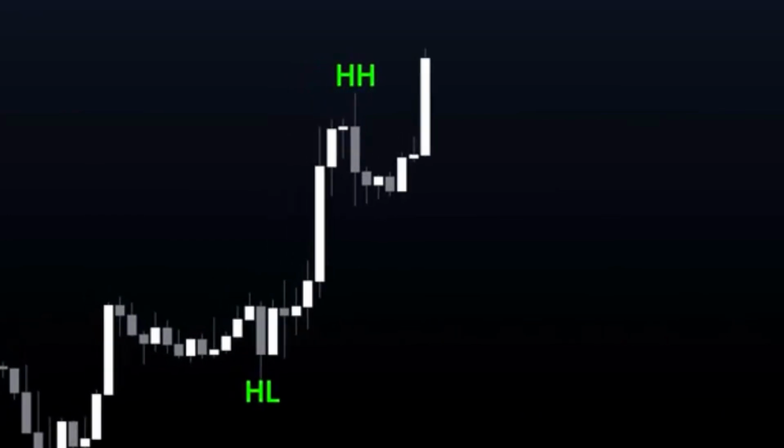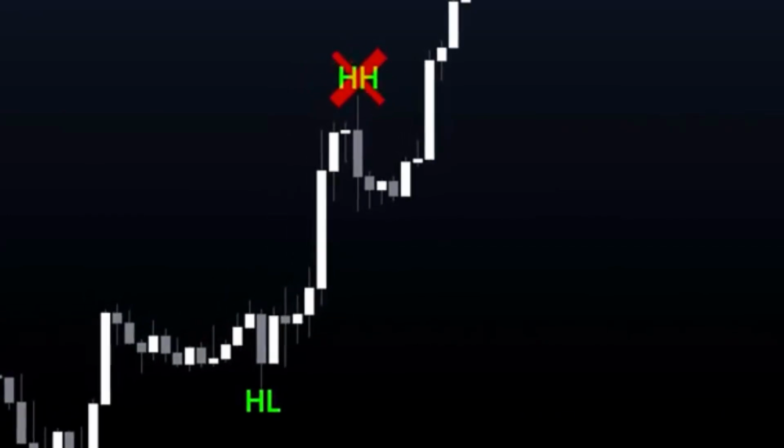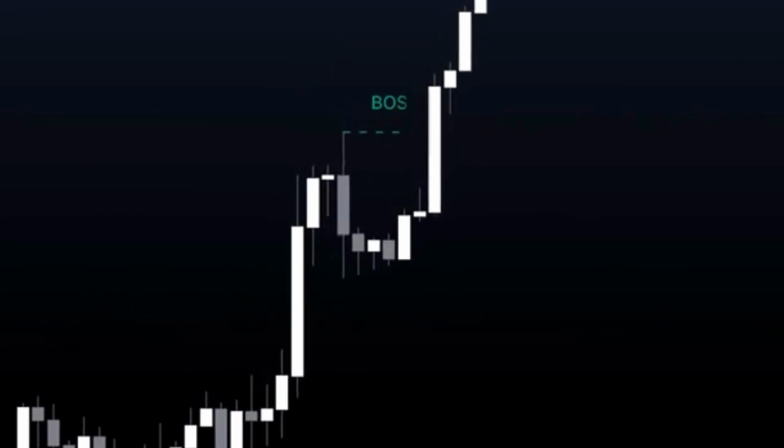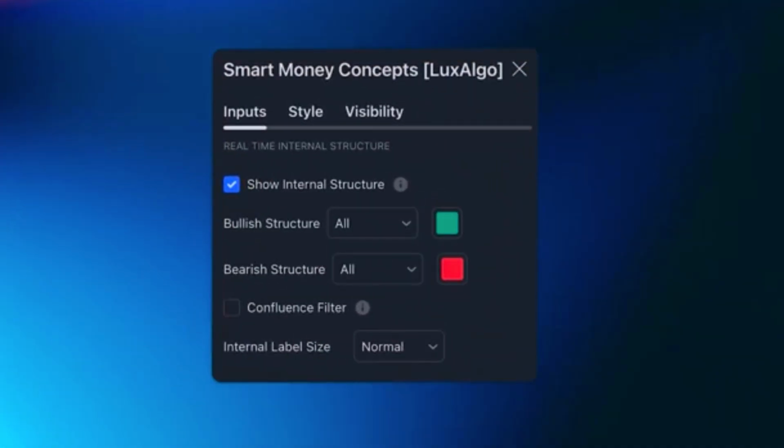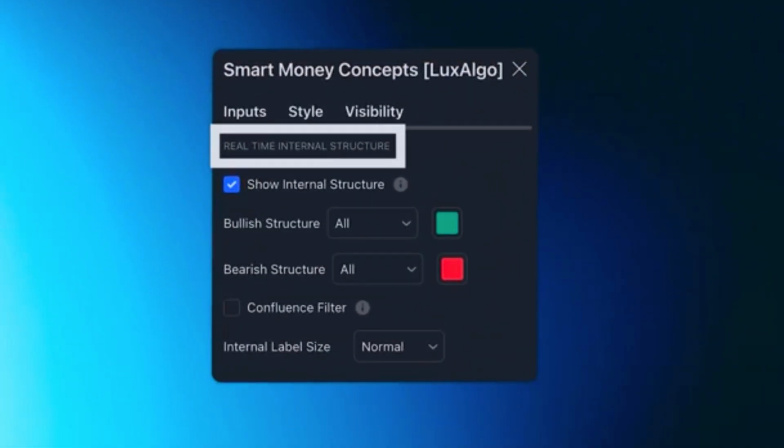However, if instead of breaking that higher low point, the previous higher high point is broken, it signifies that the market trend is continuing, and a BOS label, which stands for break of structure, will be plotted. These labels are called real-time internal structures.